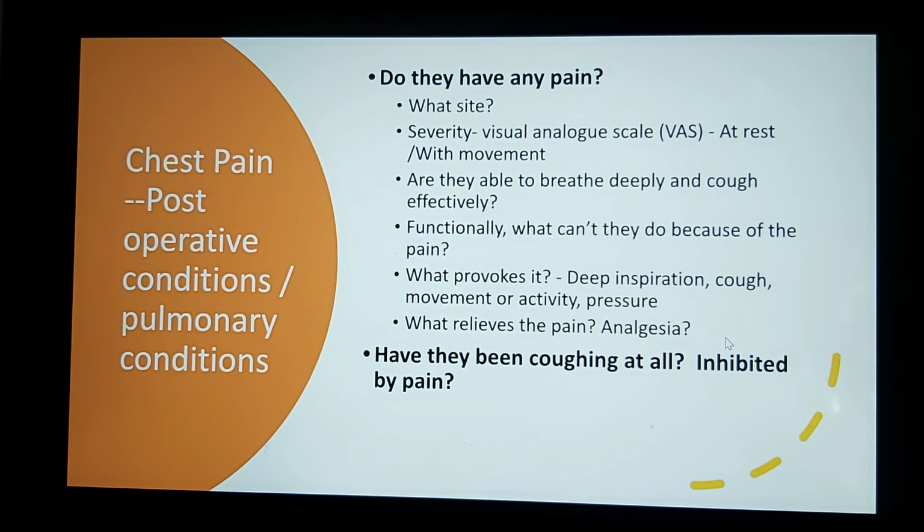The next sign is chest pain. Ask about the pain the same as you would with any other pain symptoms, like what side, and the severity on the VAS scale. Here, ask: is the pain causing you to not be able to breathe deeply, or are you able to cough or not because of the pain? What can't you do because of the pain? Is there anything you are not able to do anymore because of the pain? And what relieves the pain? So ask all of that.